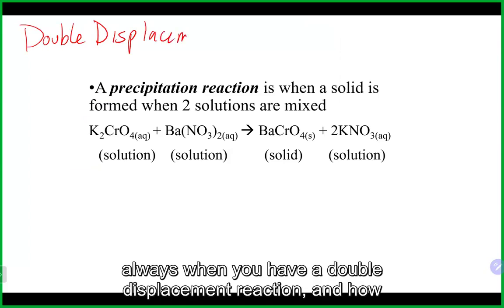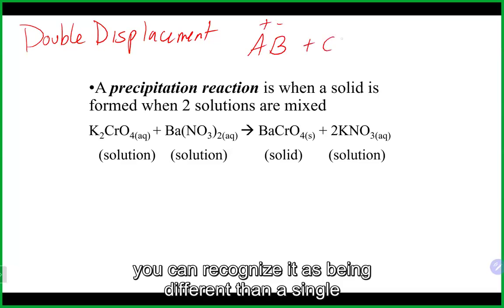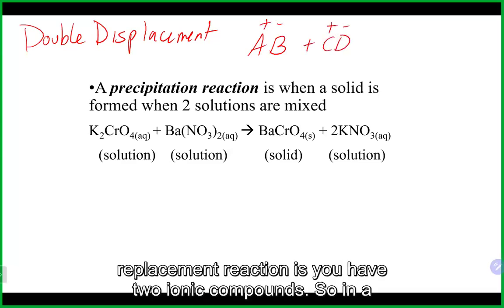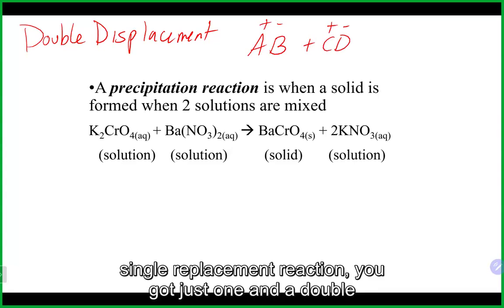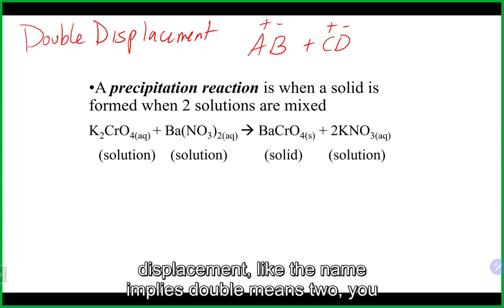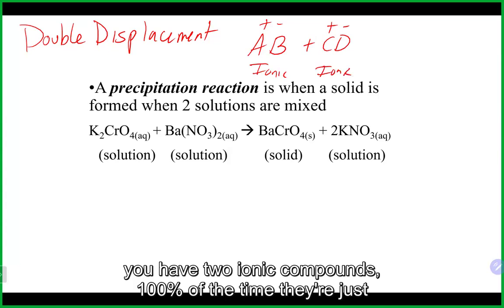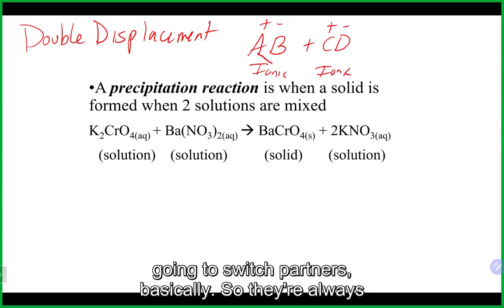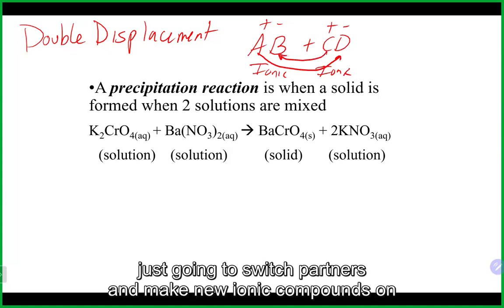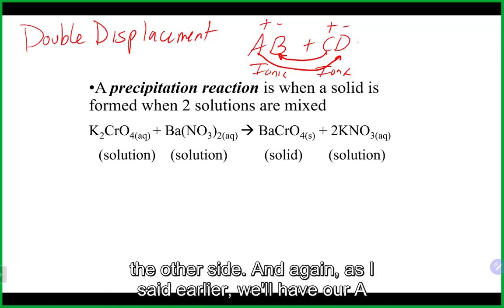And always when you have a double displacement reaction, how you can recognize it as being different than a single replacement reaction is you have two ionic compounds. So in a single replacement reaction, you got just one. In a double displacement, like the name implies, double means two. You got two basically ionic compounds here. And always when you have two ionic compounds, 100% of the time, they're just going to switch partners, basically. So they're always just going to switch partners and make new ionic compounds on the other side.